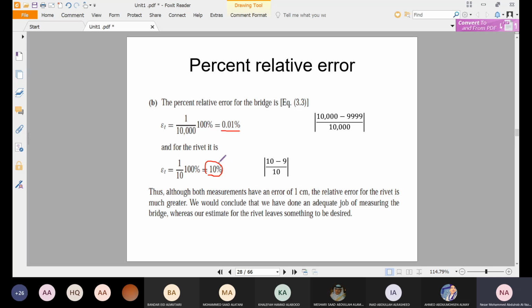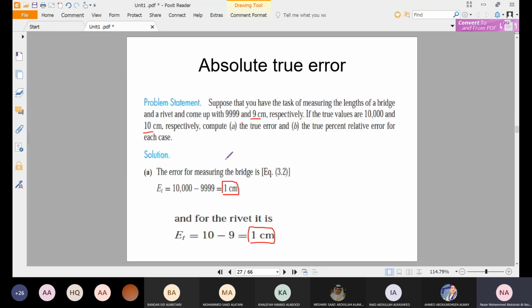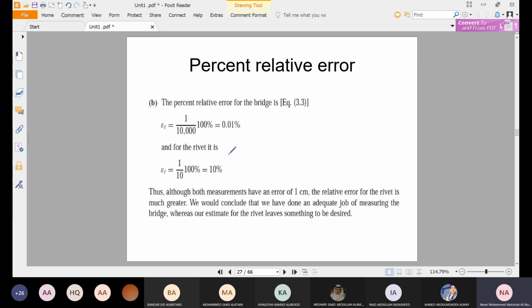So in this case, the error in a small unit, like for example the pin, has more effect, it is much greater than the same 1 centimeter error with respect to the bridge, because the bridge has 10,000 centimeters. So usually the true error, or what we'll study later, the approximation error, would not give us the effect of this error on our design, but we need the relative or percentage relative error to see how much this will affect our design.